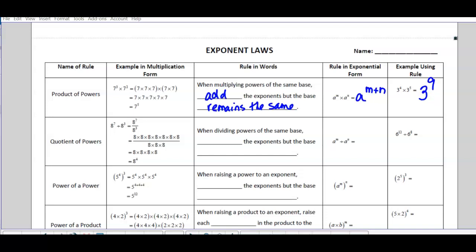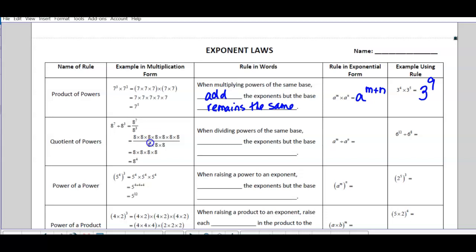Okay, so quotients of powers, so that's when you're dividing. So you've got 8 to the 7 divided by 8 cubed. What is that the long way? Well, that's another way of showing it. You can show it with the division symbol or with that fraction form. And then there's the long way.